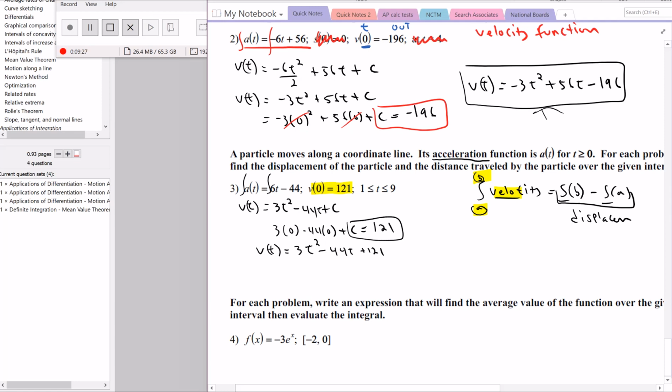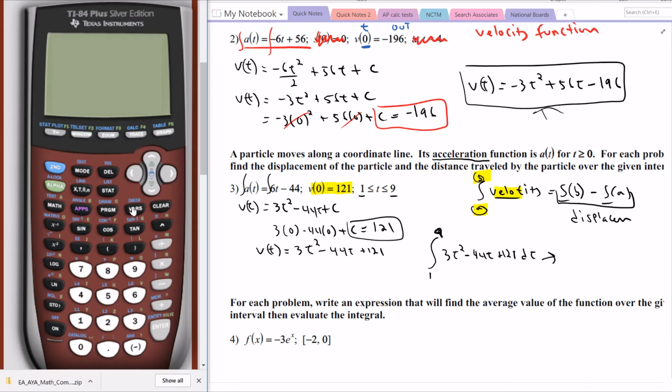This is my velocity function. I want to know the displacement, so I need to do the integral from 1 to 9 of 3t squared minus 44t plus 121 with respect to t. And you're not expected to do this by hand. You can just do this with the calculator.